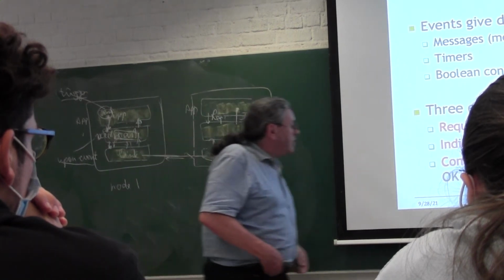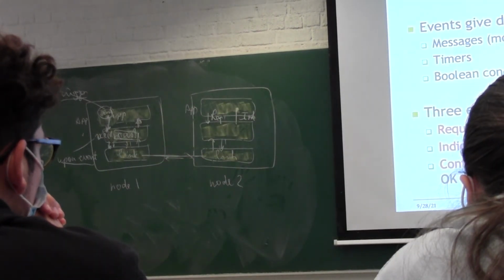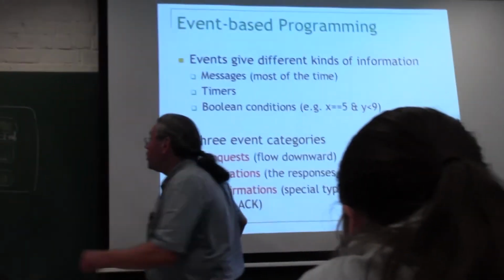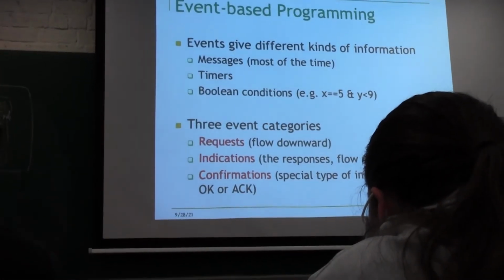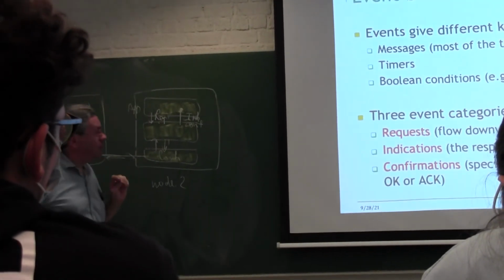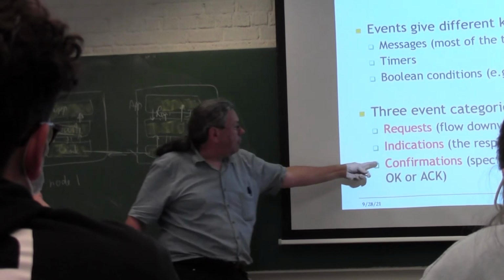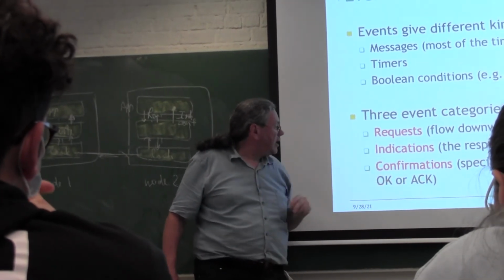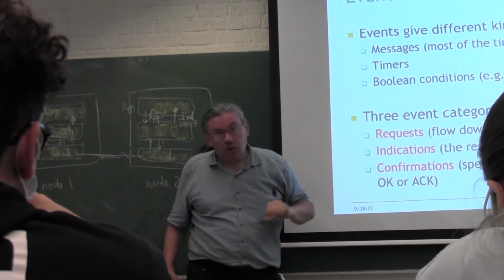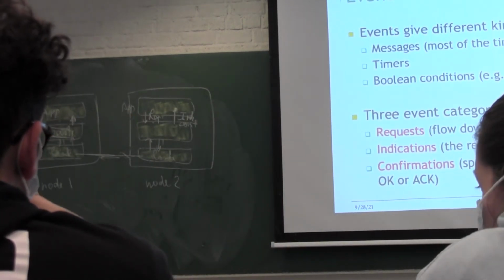And then there's confirmation, which is just a special kind of indication. It's just an acknowledgement. If I do a request, I might have a confirmation, which is confirming a particular request. But it's just a message going out also. It could be just like an acknowledgement. So the two main things are request and indication.